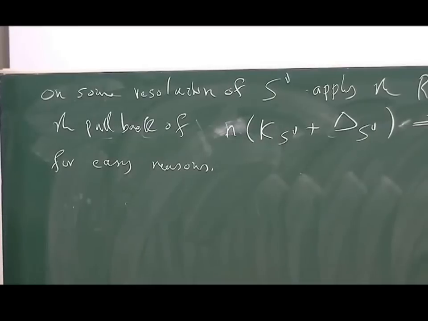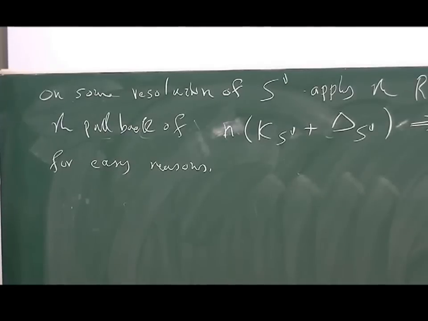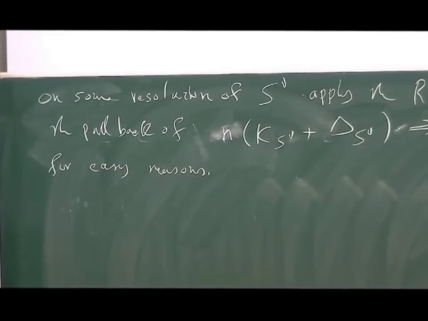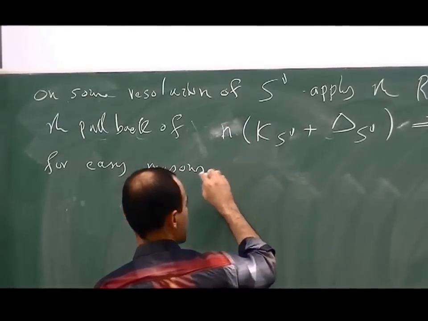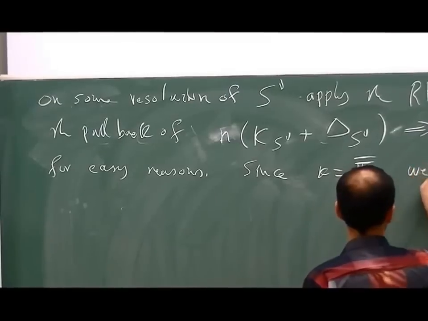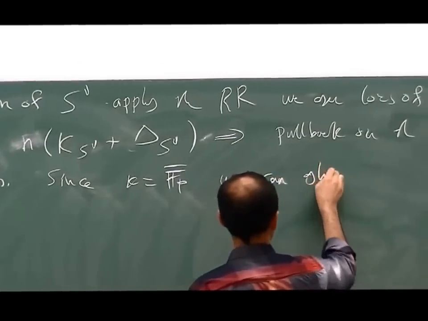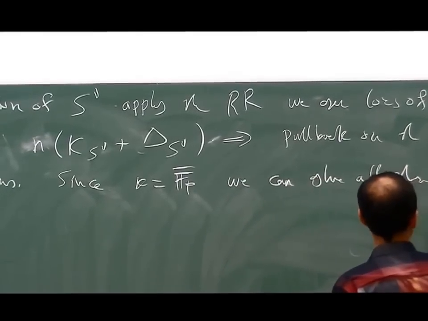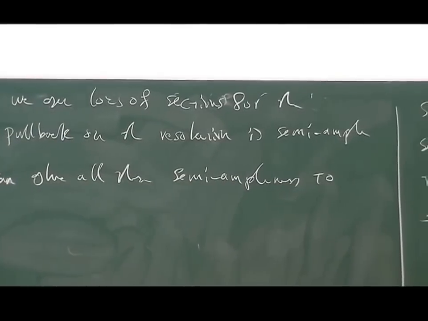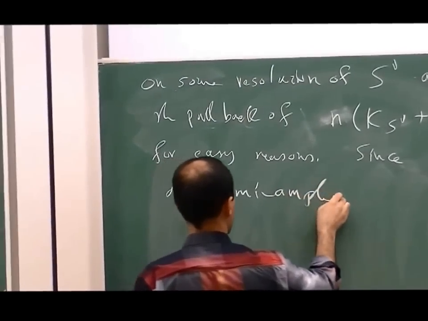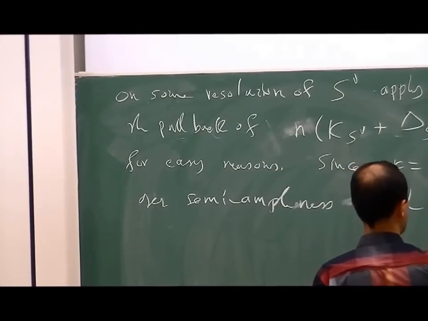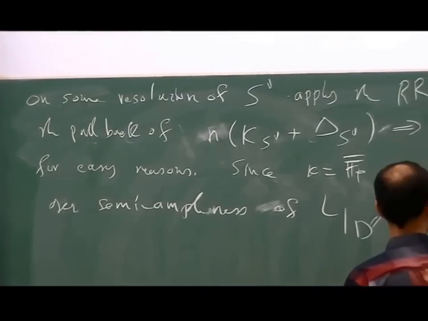But what is not so simple, and has to do with the fact that we are working over a finite field, is that you can somehow trace this semi-ampleness back to the original picture here. But I better avoid all these technicalities. So since we are over a finite field, we can get rid of all these. We get semi-ampleness of L restricted to D prime and also D double prime and L restricted to the whole D.